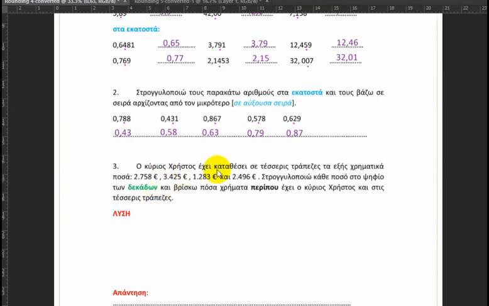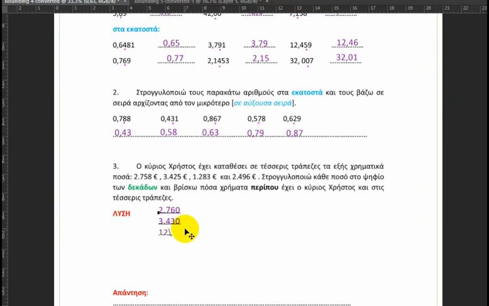Next one. We need to round this amount of money to the tens, and then we're going to add the numbers that we find. So 2,758 rounded to the tens becomes 2,760. Sorry about that. 3,425, rounded to the tens, will become 3,430.